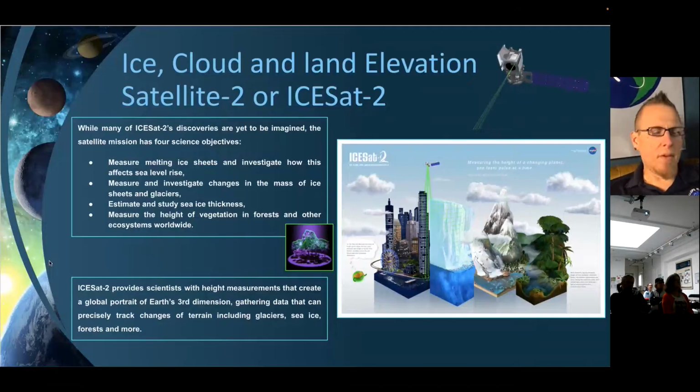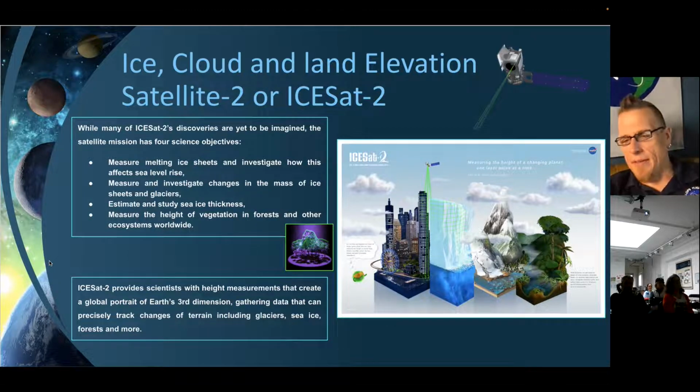So that just showed you a little bit about lasers in space and why we're using it, why they're efficient. ICESat-2 is the Ice, Cloud and Land Elevation Satellite 2, and as you can see, its primary science objective is looking at the melting ice sheets of Greenland and Antarctica and how this affects sea level rise, and also the massive ice sheets and glaciers, and sea ice thickness. Sea ice is basically just frozen salt water. That's what we find in the Arctic and surrounding the Antarctic Peninsula. It also measures the height of vegetation, forests, and other ecosystems worldwide. Since we have a laser altimeter, we're able to get that third dimension.